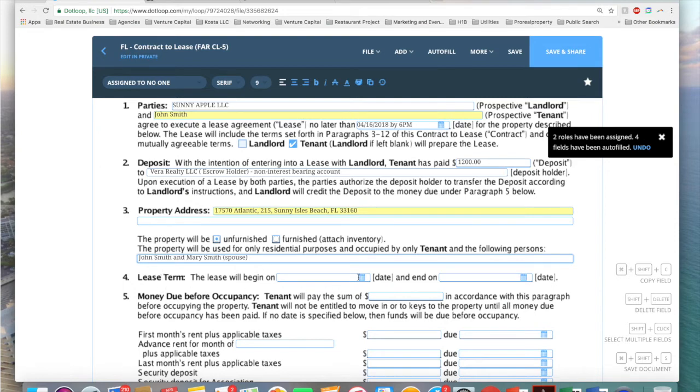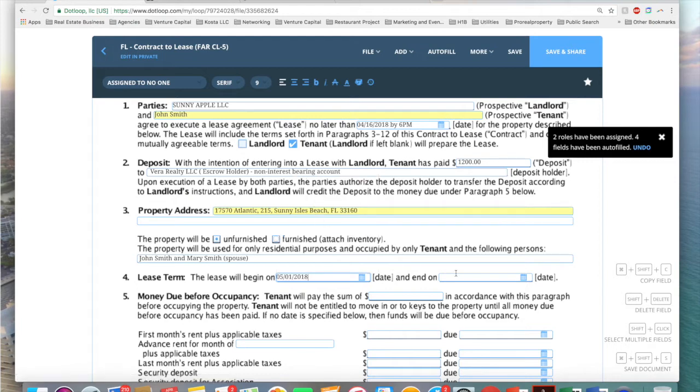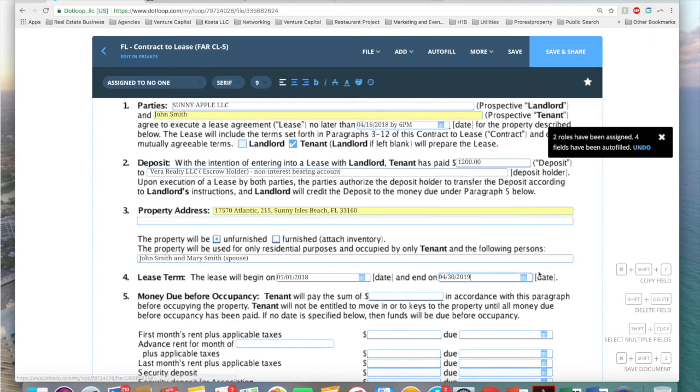Lease term. So the lease will begin from May 1st and run for 1 year, to April 30th of 2019. Usually the lease will begin on the 1st and will end on the last day of the month.